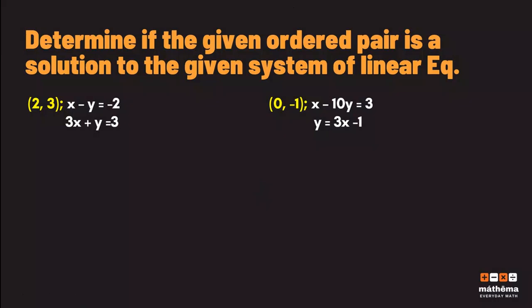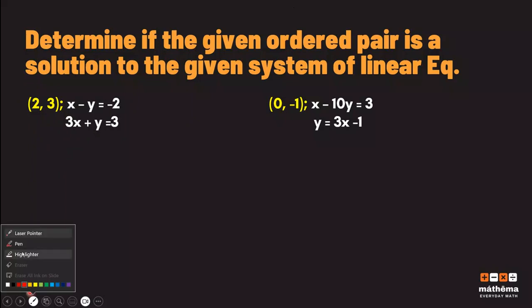Today we'll be doing some activities on system of linear equations in two variables. So I have here a different problem set. We are asked to determine whether the given ordered pair is a solution to the given system of linear equations below. Basically, we have a system of linear equations, and we are asked whether this ordered pair is a solution to this system. So let's try to find out.